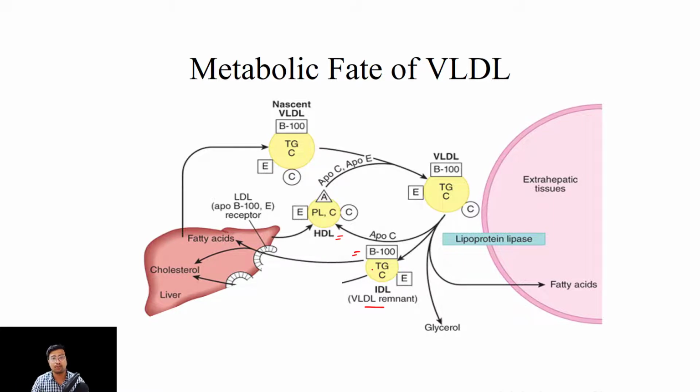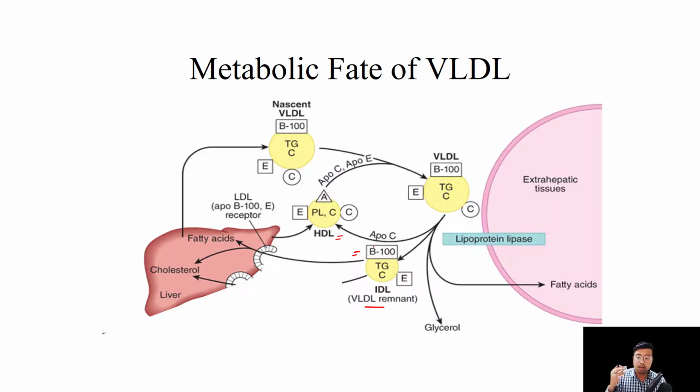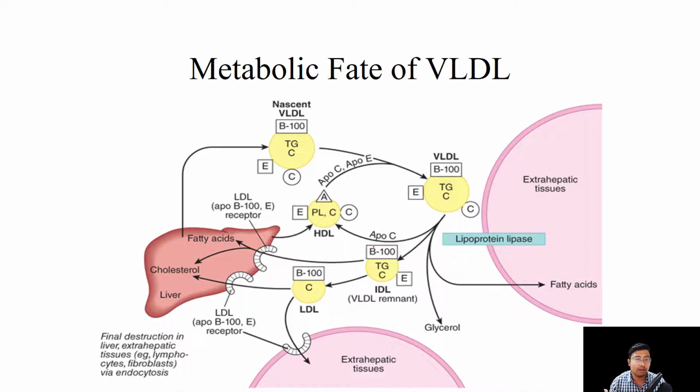So this IDL or VLDL remnant can be directly engulfed or incorporated into the liver hepatocyte. Why? Because the LDL receptor can identify this ApoB as ligand. So whenever a lipoprotein has B100, it can directly go into the liver. Or what can happen with that? There is a variant of the metabolic fate. This can be converted to LDL. How is it converted to LDL? By just giving away the ApoE.